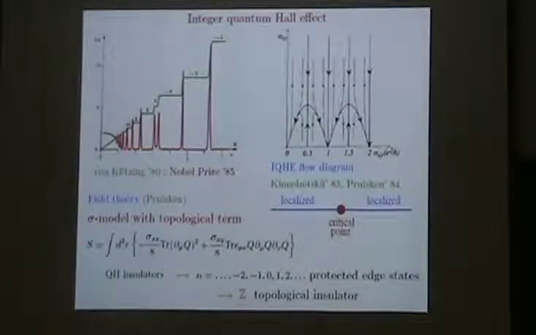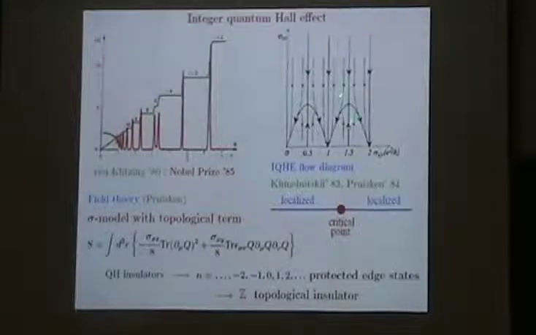So with interaction we also expect a similar sort of flow diagram. Of course, with interaction there is a more complicated flow, but in the end there are also these fixed points, and presumably some universal number.